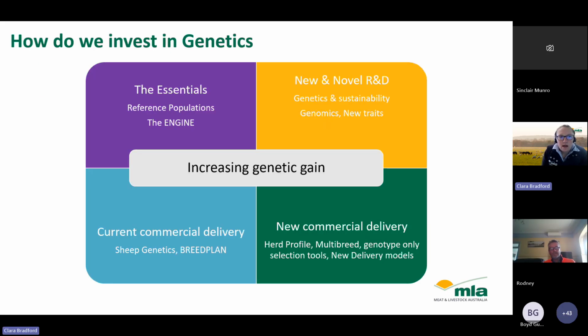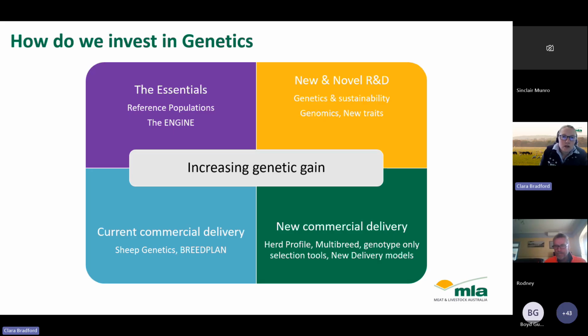At MLA, we have our livestock genetics program, which includes both commercial services and our R&D portfolio. So we operate the National Livestock Genetics Consortium, which is a skills-based task force that helps set the priorities for our investments and helps approve the project proposals that we invest in, and then also helps build strategies for key investment areas such as reference populations.